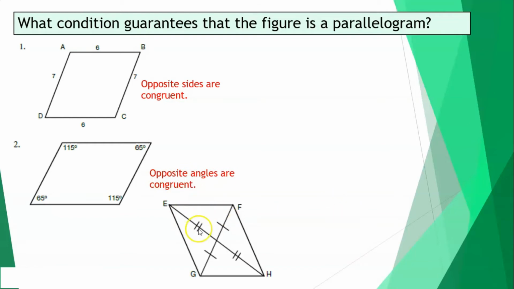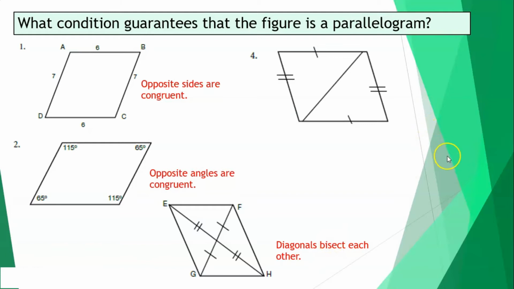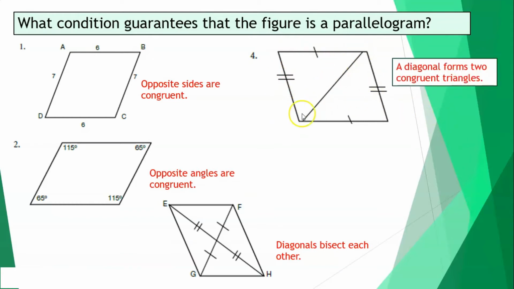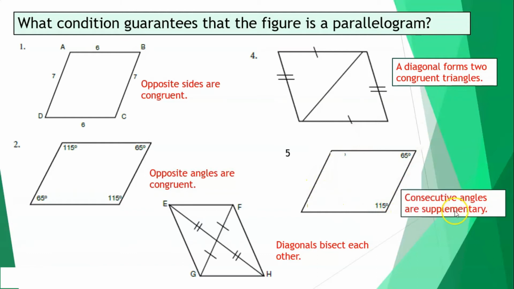Okay, another. Given this, based on the markings, we can say that this one is a parallelogram. It's because the diagonals bisect each other. Okay, another. Given this is also a parallelogram, and based on the markings, we can say that a diagonal forms two congruent triangles. And last, this one here is 65 degrees and this one here is 115 degrees. Now this one is a parallelogram. It's because consecutive angles are supplementary angles. 65 plus 115 sums up to 180 degrees.